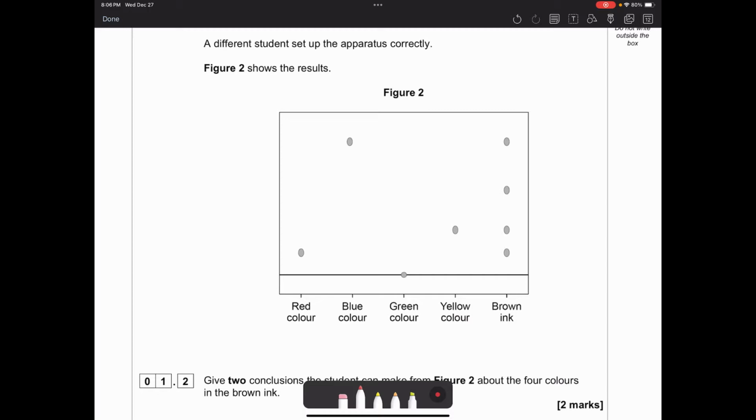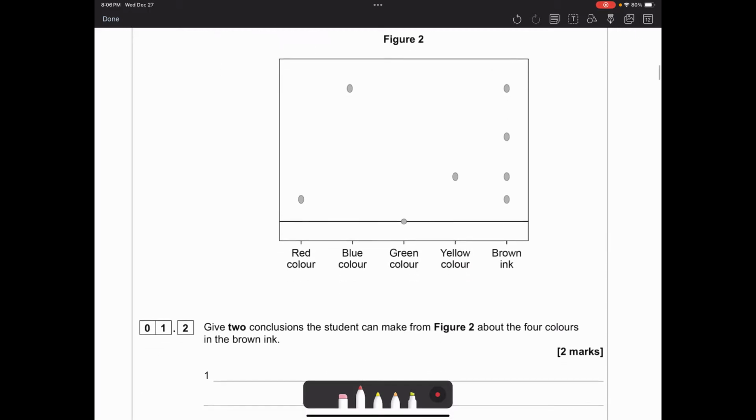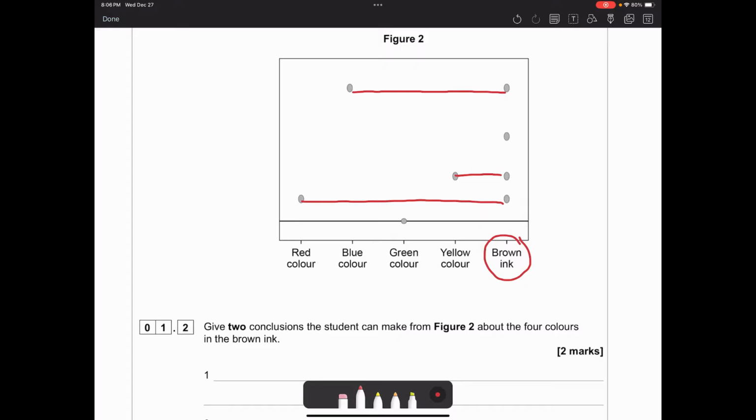A different student set up the apparatus correctly. Figure 2 shows the results. You've got figure 2 there. Give 2 conclusions the student can make from figure 2 about the 4 colours in the brown ink. So you've got brown ink dots there. What conclusions can you make about it? Well, remember, if the dots are the same level, odds are it's the same substance.